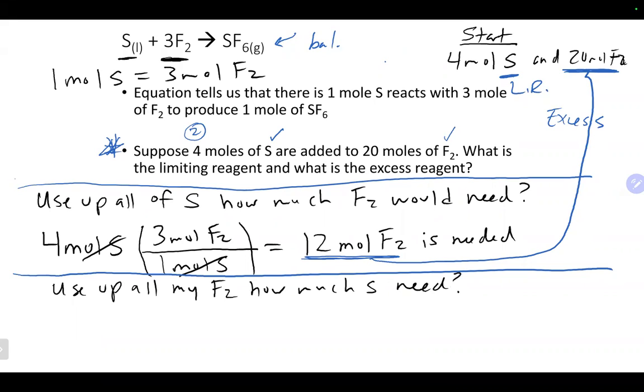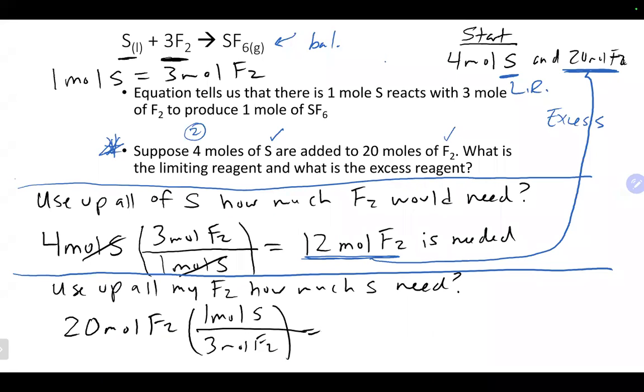We would do basically a similar calculation, but we would start with fluorine, which is 20 moles. We would use our same mole to mole relationship, which is 1 mole sulfur on top and 3 moles of F2 on the bottom. 20 divided by 3 gives me 6.67 moles of sulfur needed. So if I chose the other reagent, did the very similar calculation, I need 6.67 moles of sulfur. I am starting with 4 moles.